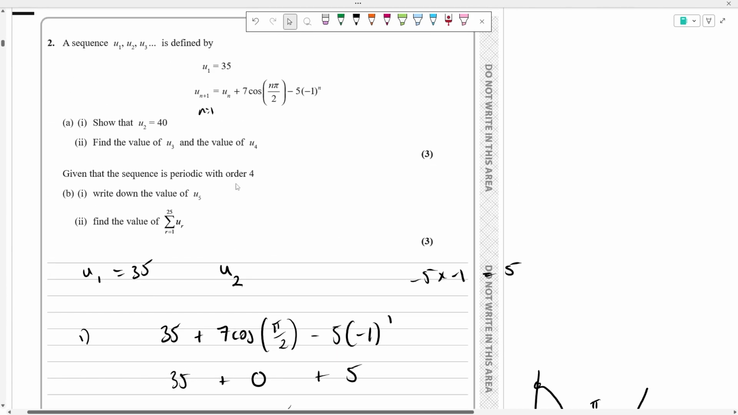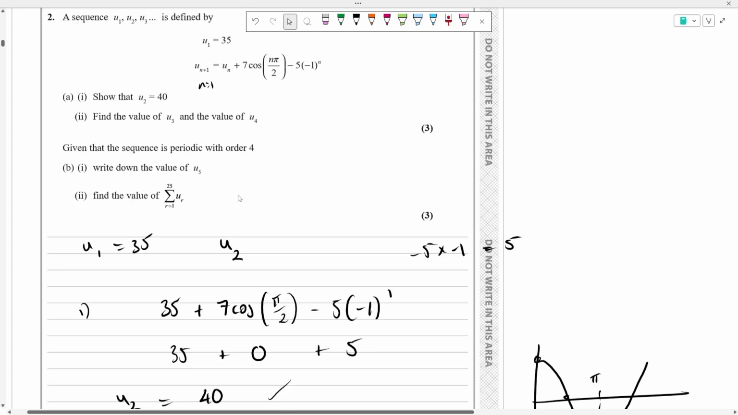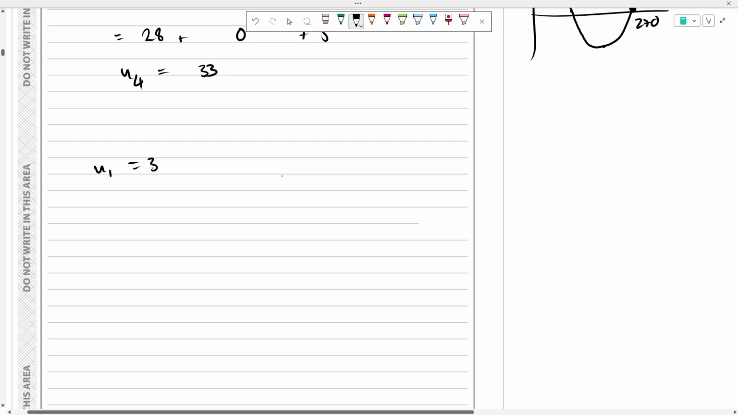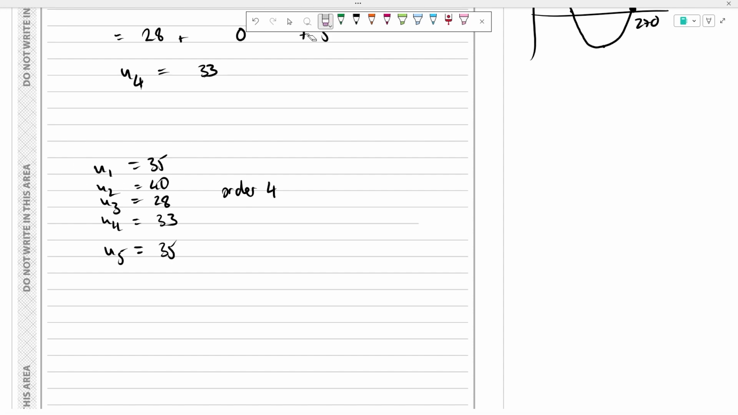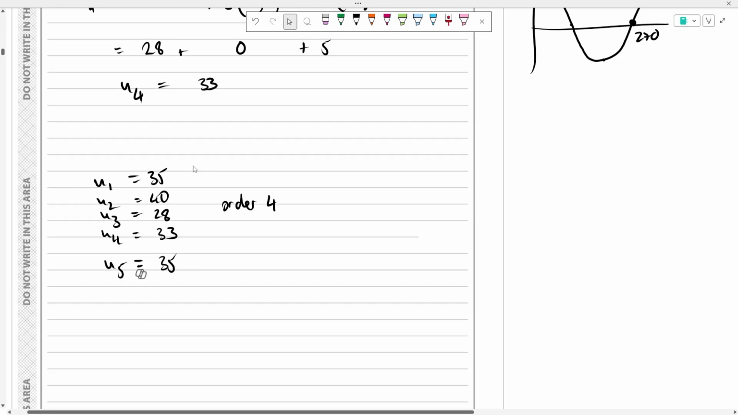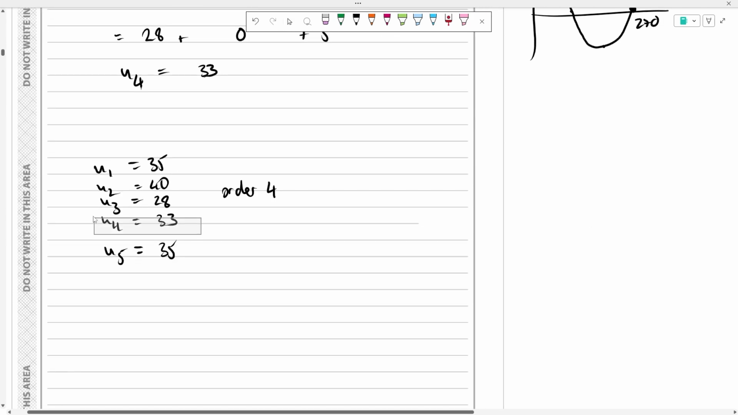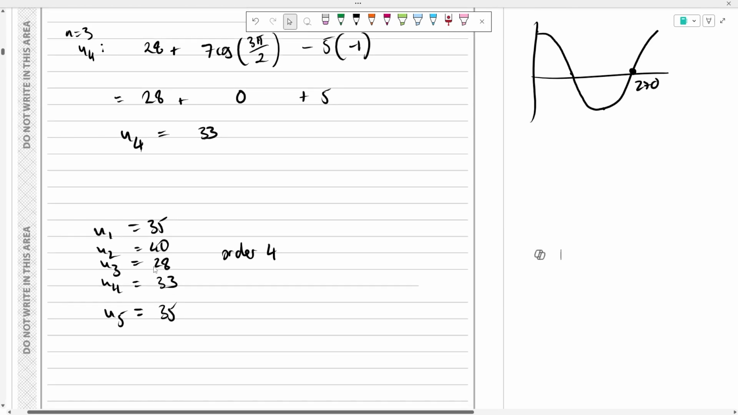Given that the sequence is periodic with order 4, write down the value of u5. So essentially what order means is that, let me actually rewrite this. u1 is equal to 35, u2 is equal to 40, u3 is equal to 28, I believe. Yeah, and then u4 is equal to 33. So when it has order 4, every 4 numbers is going to repeat. So u5 has to be this start bit again, and the cycle just repeats. So u5 has to be 35. And you can double check this as well. Plug 33 into the equation and you should still end up with 35.